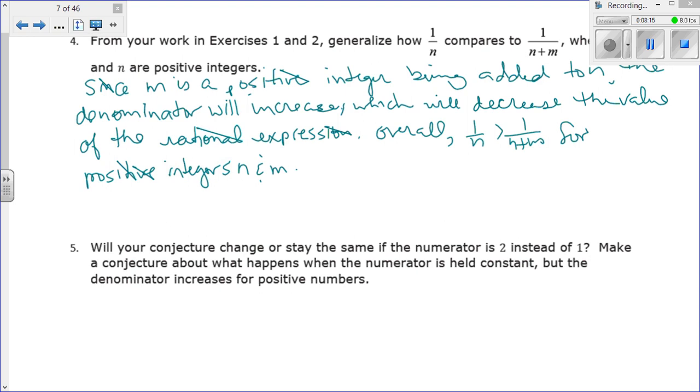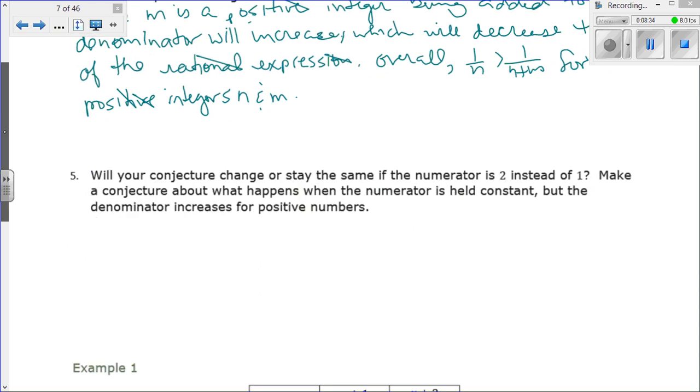So basically what that problem is saying is that if you have a fraction and you add another positive integer to your denominator, your fraction is going to get smaller because your denominator is going to increase. So remember, the larger the denominator, the smaller the fraction.